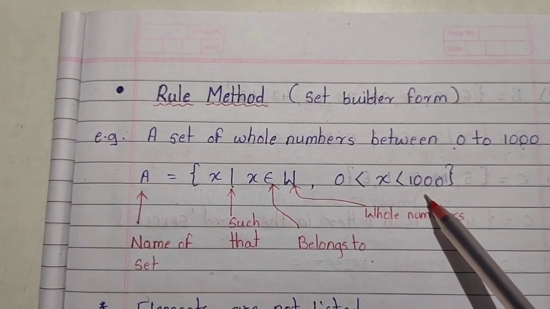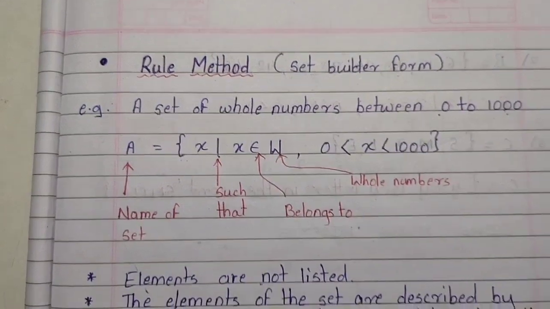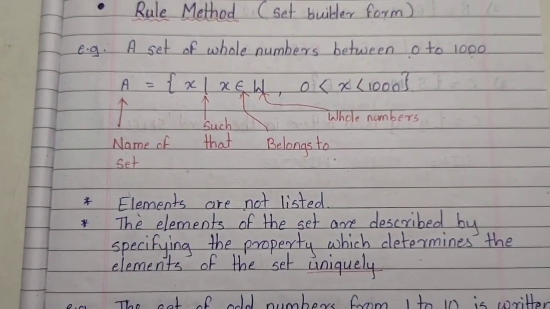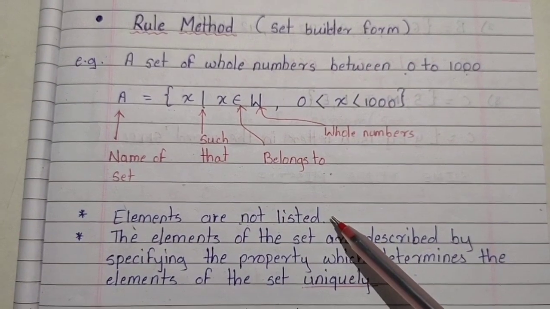Now let's have a look at the rules of this method. First, elements are not listed.